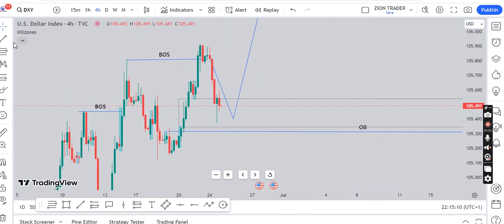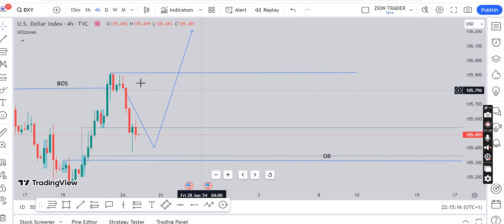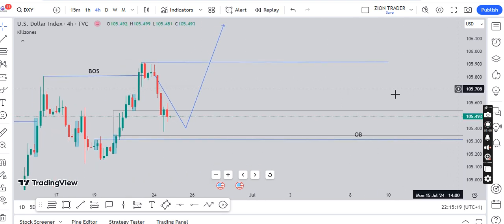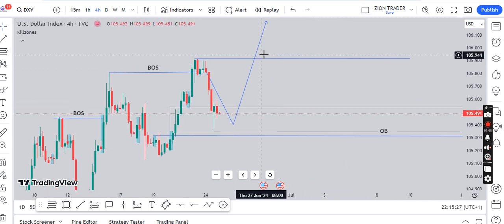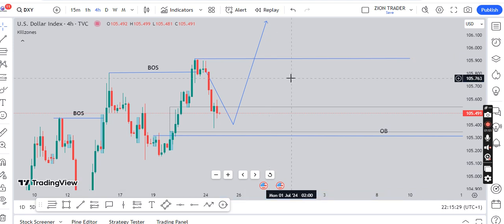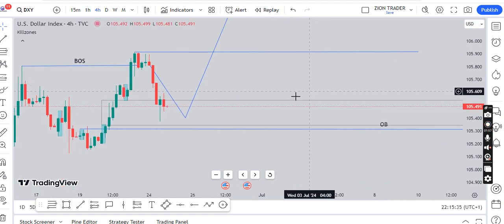So now, where is our draw on liquidity? This is pretty much our draw on liquidity here. These relative equal highs, which is external range liquidity. Where is our overall draw on liquidity for the week? This is our draw on liquidity for the week, but for tomorrow, this should be our draw on liquidity. Until this external range liquidity is taken out, this will be our draw on liquidity, guys.